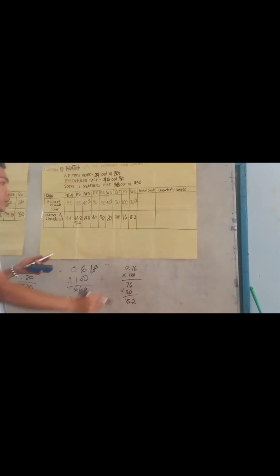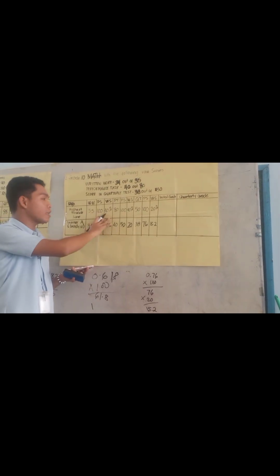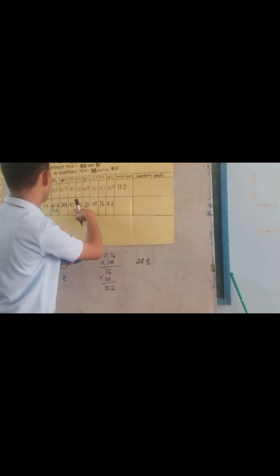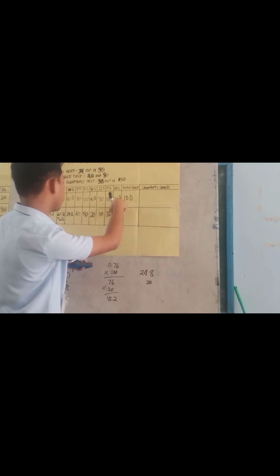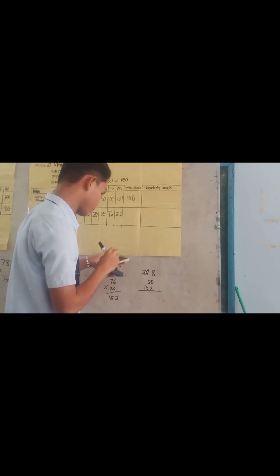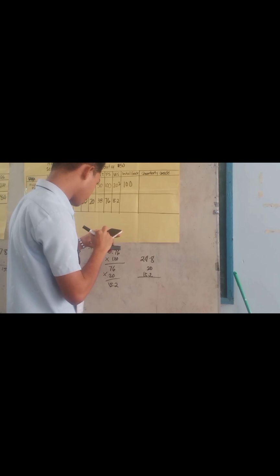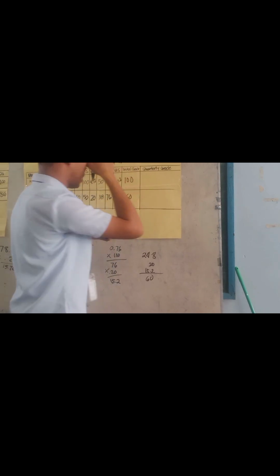So 15.2. In order to get the initial grade, add all the weighted scores. For learner A, let us add all the weighted scores to get the initial grade. So 24.8 plus 20 plus 15.2 equals 60.